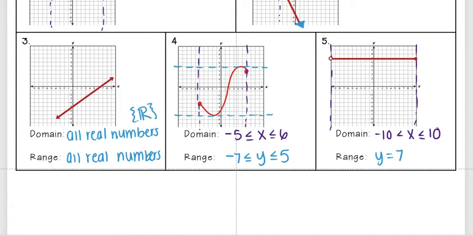So for this last one, for the domain, for how far left it goes, it was at -10. For how far right it goes, that was at +10. The -10 had an open circle, so I had a strictly less than here. Now the range was a little bit different. I see I have a straight horizontal line. So the lowest it goes is at 7, and the highest it goes is at 7. So since y never changes value, it's only equal to 7, my range here is just going to be y is equal to 7.